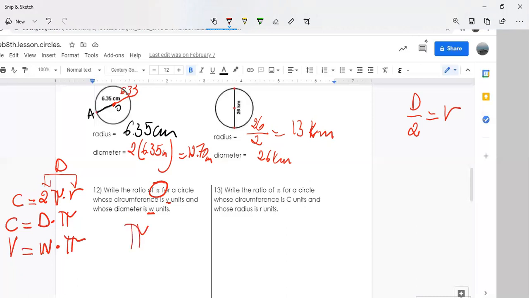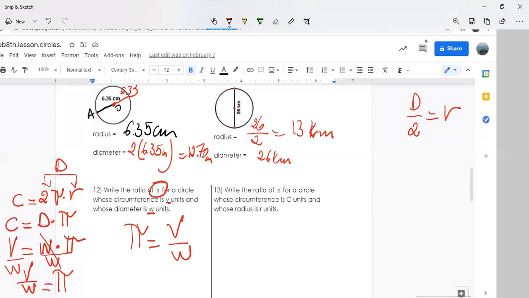So pi is equal to, if I divide both sides by w to isolate pi, I want pi all by itself. So I divide both sides by w, here it cancels, so I'm left with pi equal to v over w. That's what they want you to do, write it with different variables. I wouldn't worry about that, okay? But that's the answer to that question.